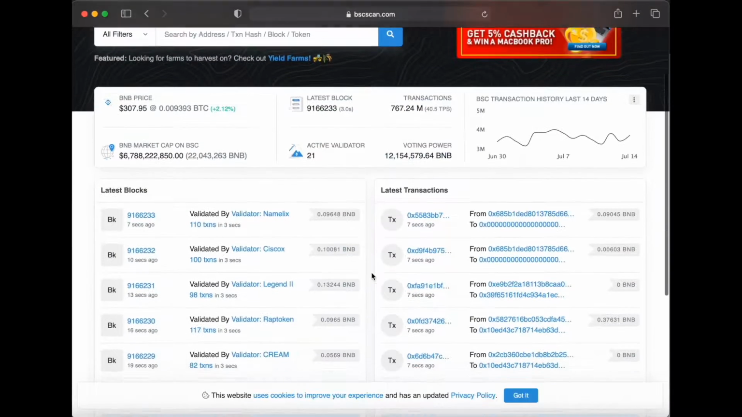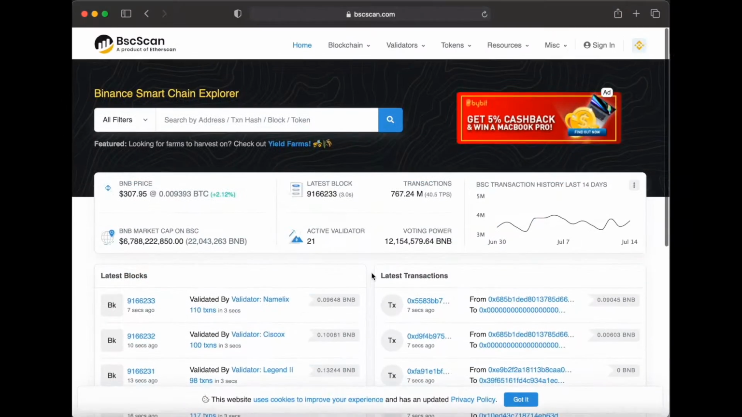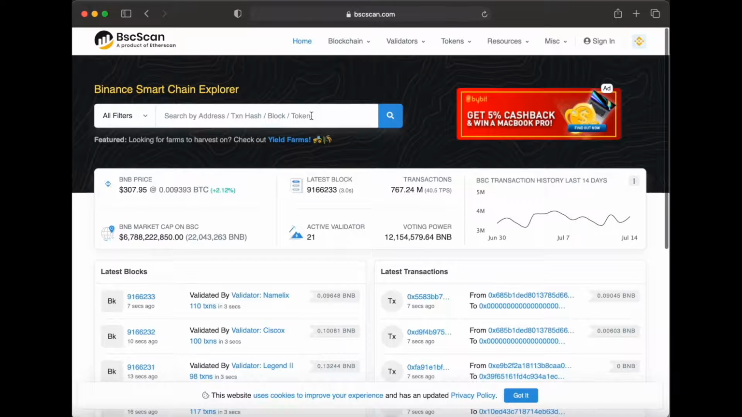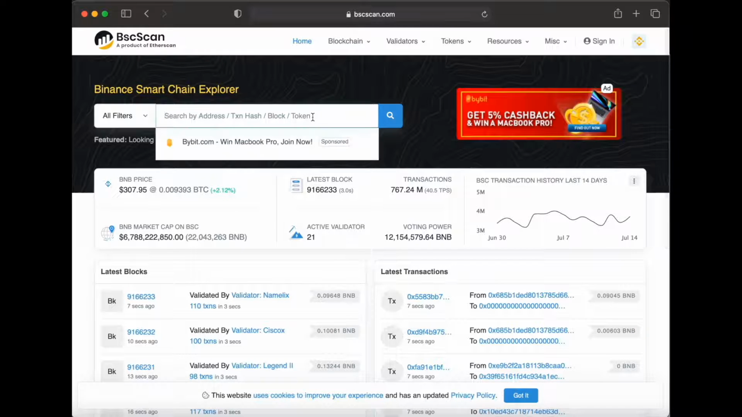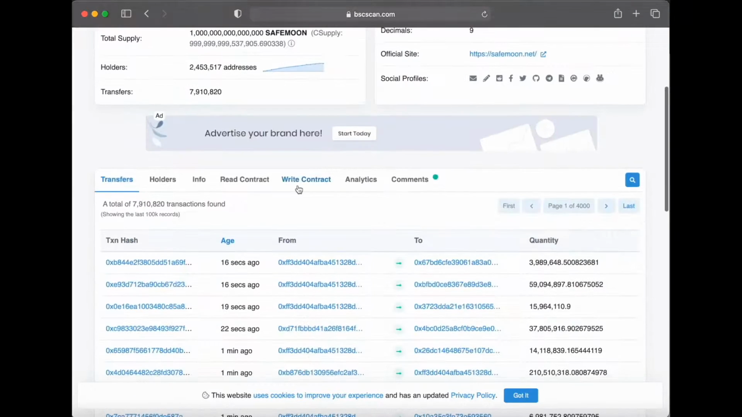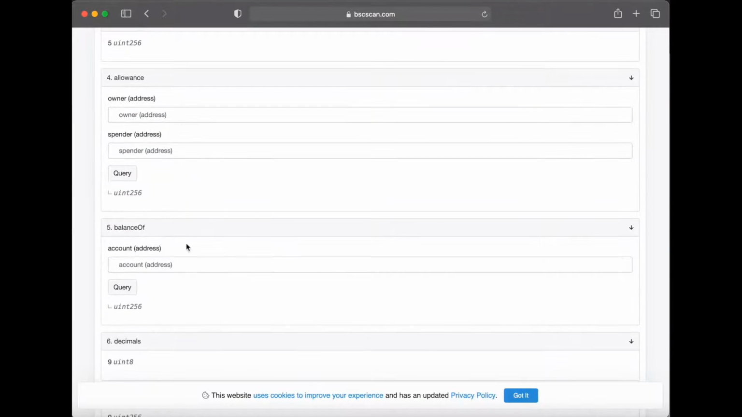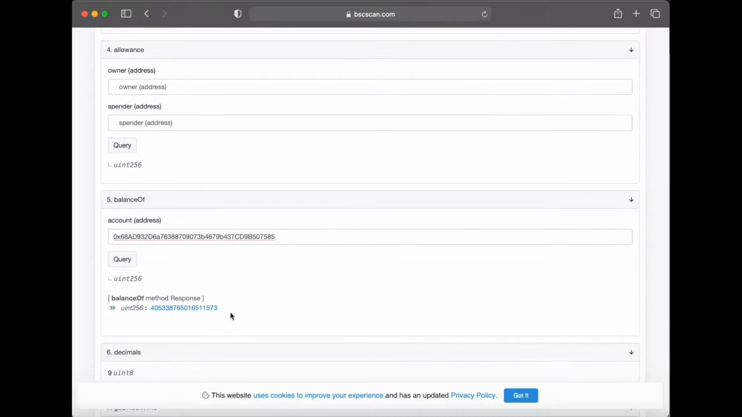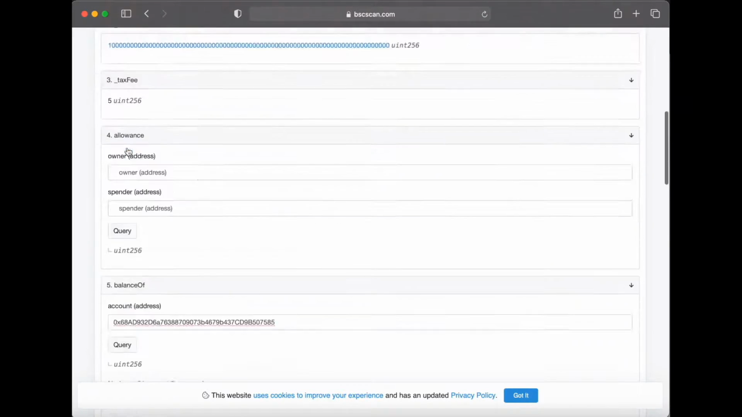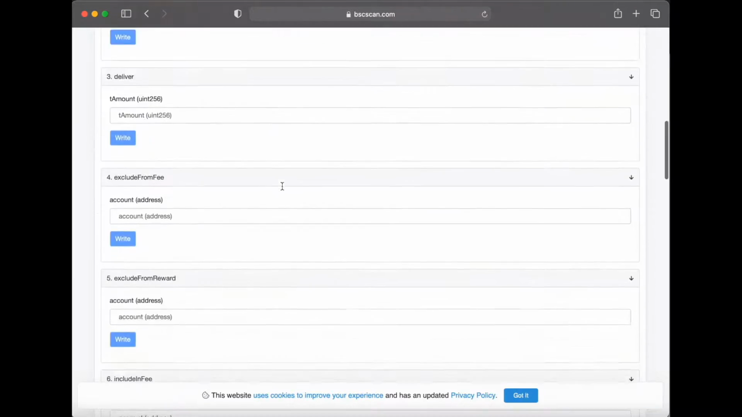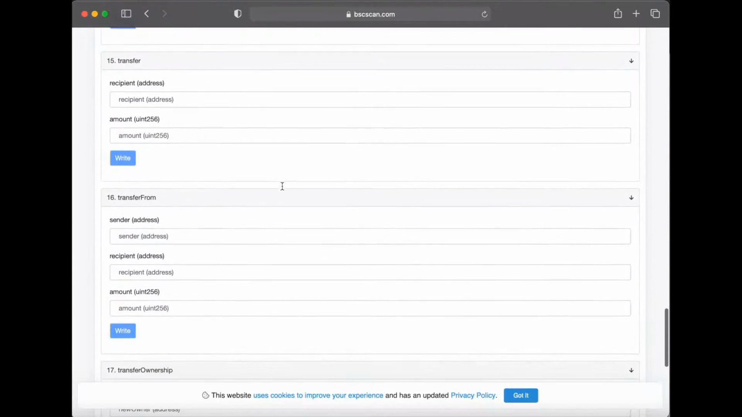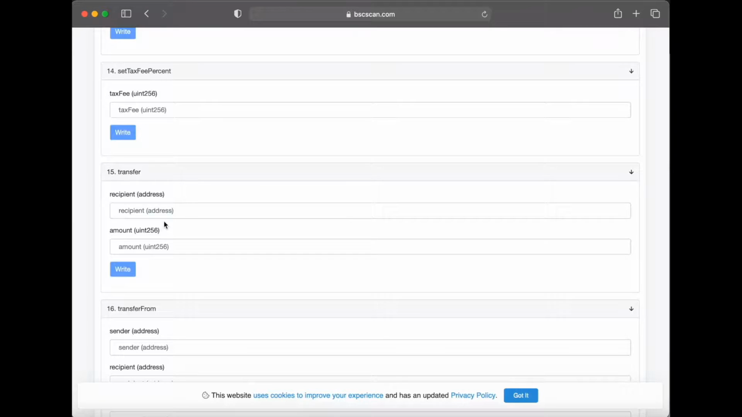On BSC Scan, you have access to every contract on the Binance Smart Chain. If I were to deploy a smart contract myself, I could go here and call all the different functions I wrote. I can go to SafeMoon's contract, click on Read, go to the Balance Of function, and paste in my receive address, and it returns the number of SafeMoon I own. You'll notice you can't buy or sell SafeMoon with other tokens directly on BSC Scan. You can only do that when interacting with a dApp like PancakeSwap or a centralized exchange.